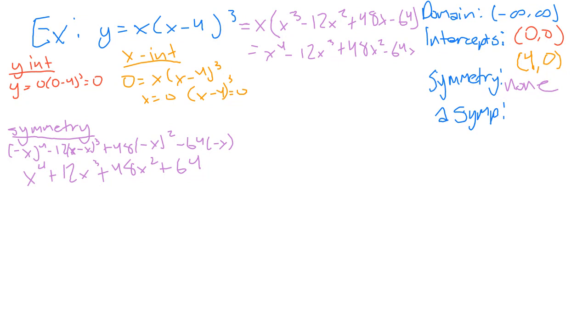Okay, so now let's check this out. If we check for asymptotes, we plug in the limit as x approaches infinity of f of x, and we're going to get infinity times infinity. If we plug in negative infinity, you're still going to get negative infinity times negative infinity. So we have no asymptotes.